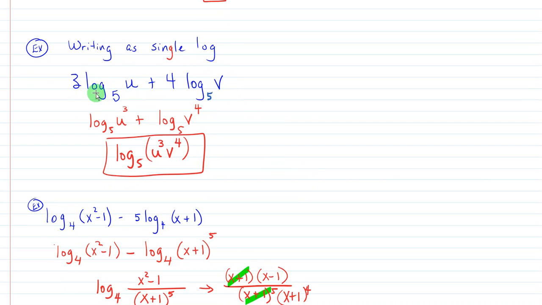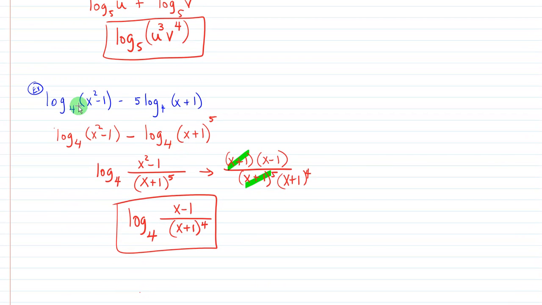All right, write as a single log. So now we're going backwards. We've got an addition. We know that can be written as a multiplication, but the first thing we want to do is to move our powers back here. So if you see powers in the front, you can move them. That's what happened here. And then I'm going to write it as a product. Log base 5, u cubed v to the 4th.